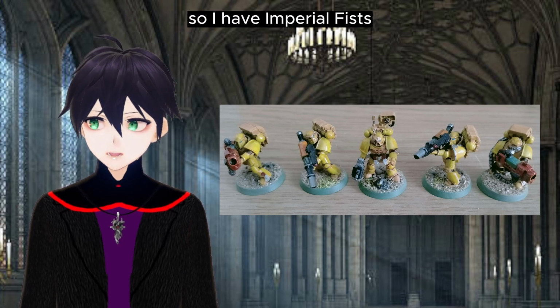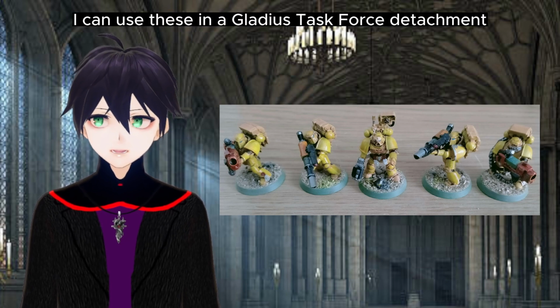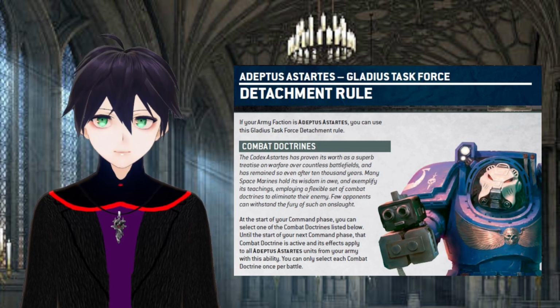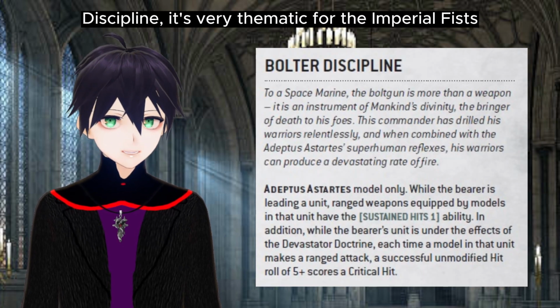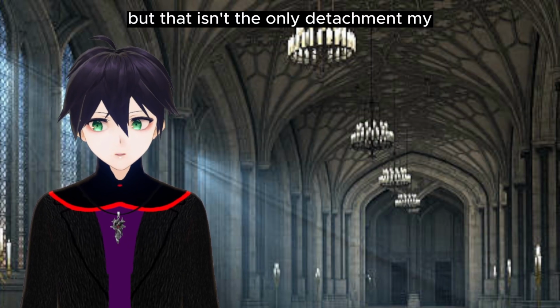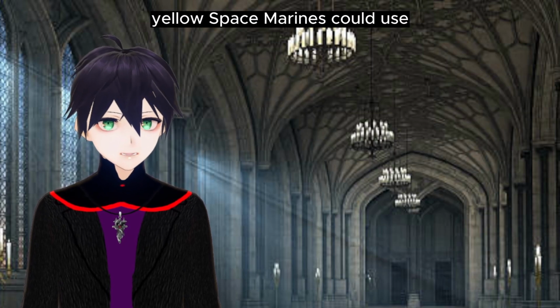So I have Imperial Fists. I can use these in a Gladius task force detachment. Especially because I like the idea of bolter discipline. It's very thematic for the Imperial Fists. But that isn't the only detachment my yellow Space Marines could use.